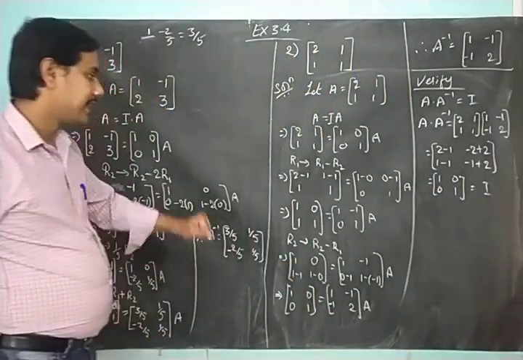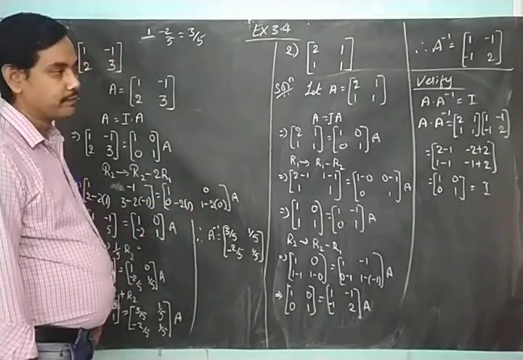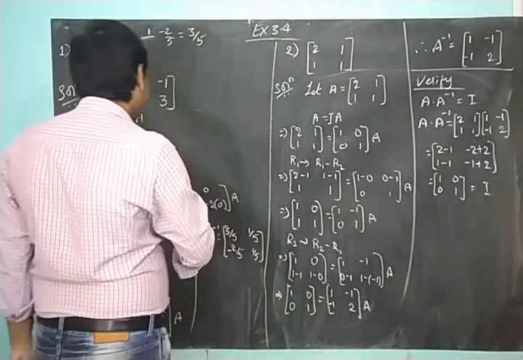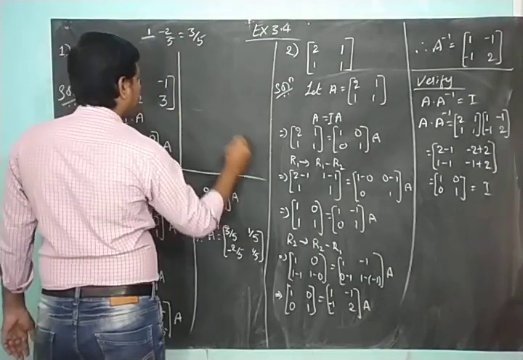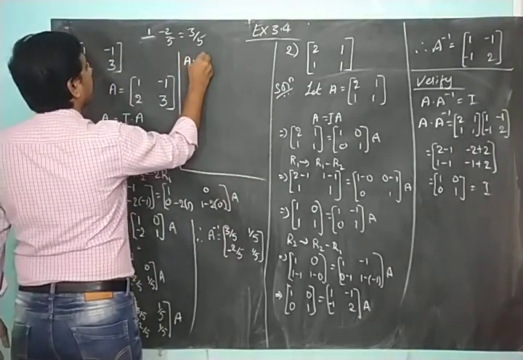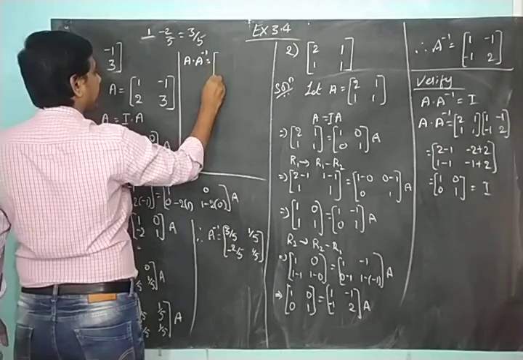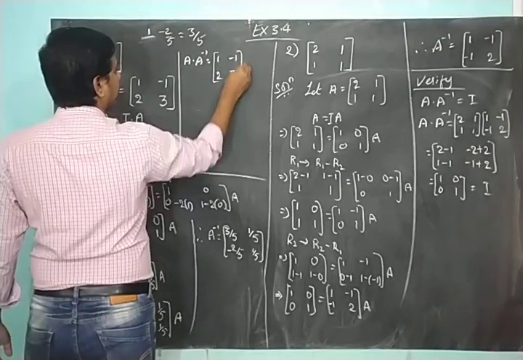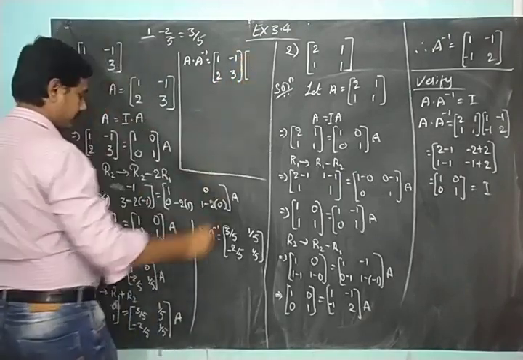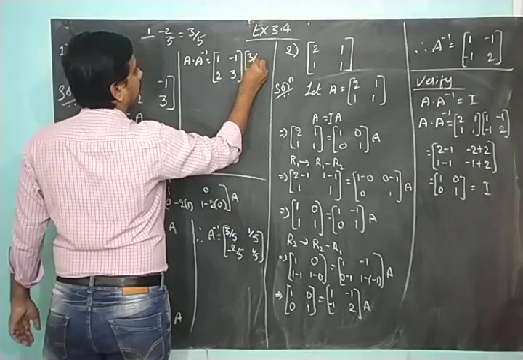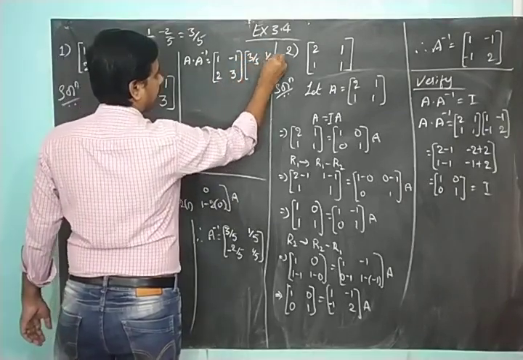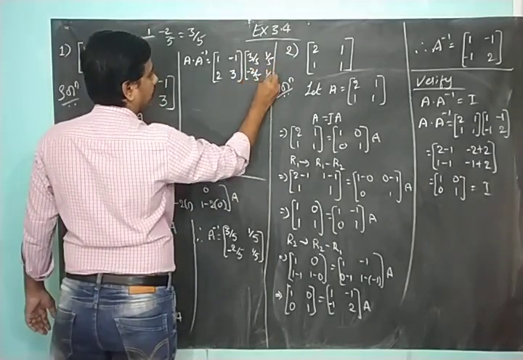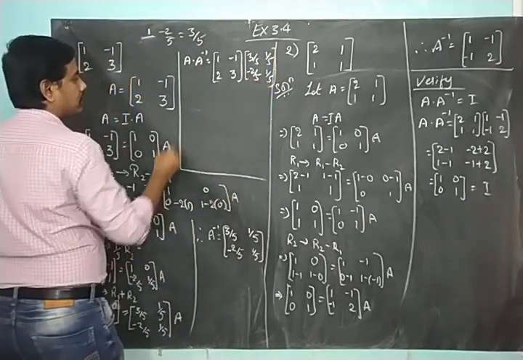So if you get that identity matrix, then only it is verified. Then only you can surely tell that whatever you have calculated is right. Same thing is here also. A into A inverse, what do we get here? A is 1, minus 1, 2, 3. What is A inverse? 3 by 5, 1 by 5, minus 2 by 5, 1 by 5.